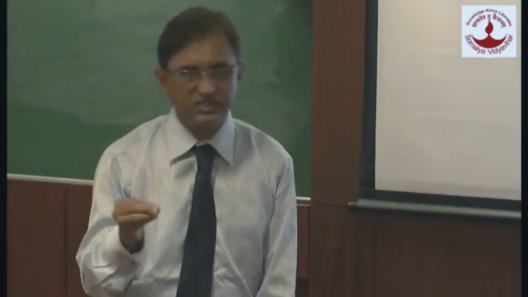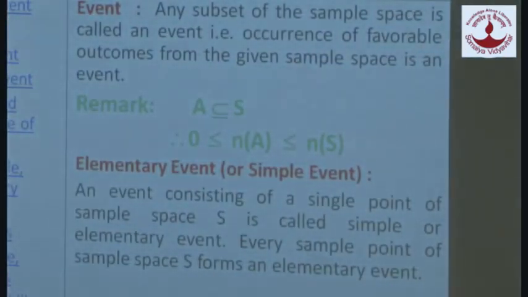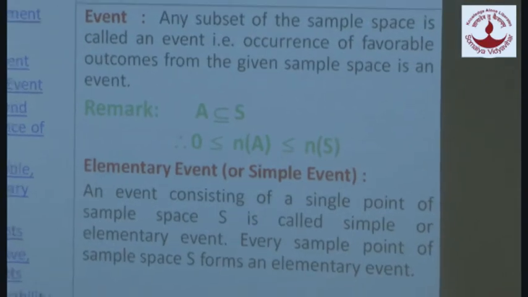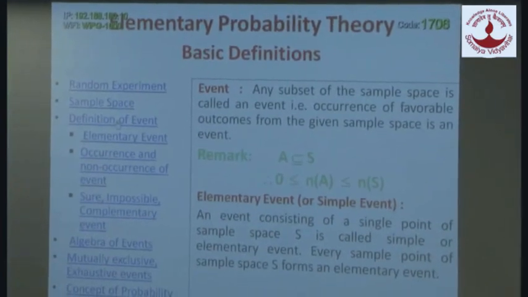Since it is a subset of the sample space, I hope you know this notation: A is a subset of the sample space S. Therefore, obviously, the number of elements in the event is always less than or equal to the number of elements in the sample space, and cannot be negative. Therefore 0 ≤ n(A) ≤ n(S). Okay, is that clear? Event.